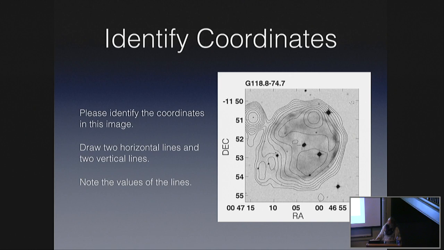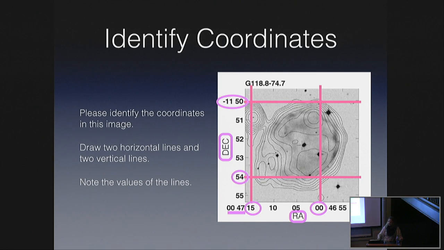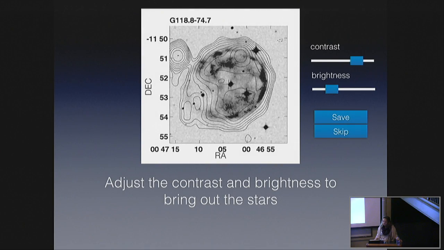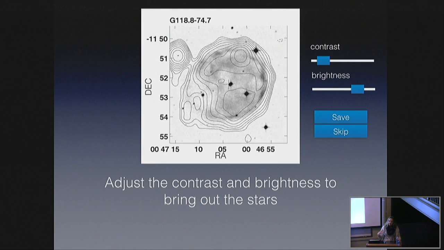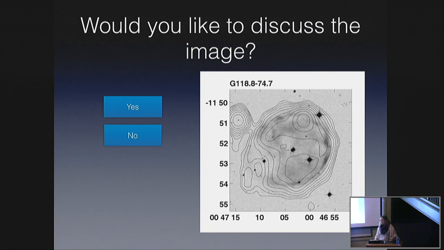The next step is to identify the coordinates, and this is probably the most important step because this is how you can actually place it on the sky in WorldWide Telescope. And so students would have to know enough about astronomy to identify the RA and the DEC, or the axes, and then also what these different numbers along the bottom mean. And so they would identify what the axes are, draw lines, and mark what value those lines have. And then they could adjust the contrast and the brightness in order to best bring out the stars in their image.